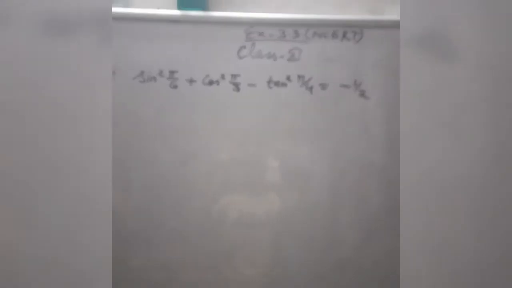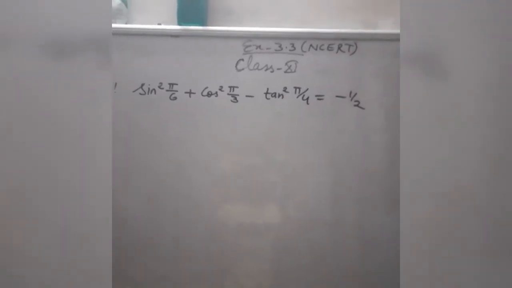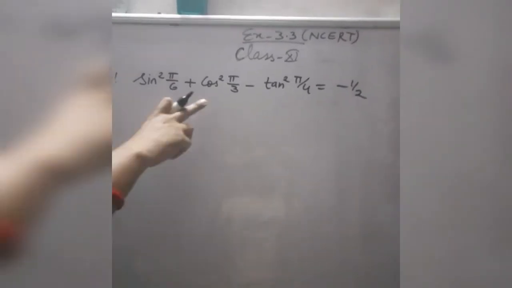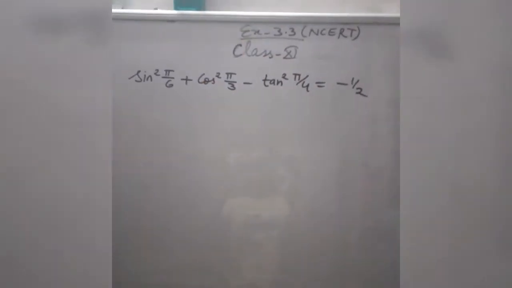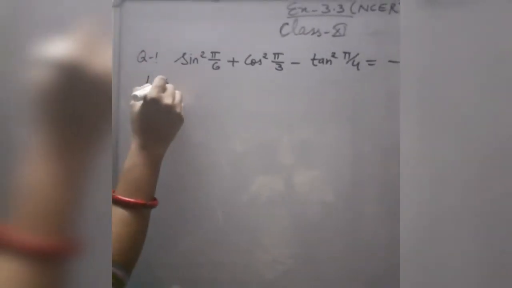Yes students, today we will start exercise 3.3 MCRT book, chapter trigonometry. Let us start from first sum. In first sum you have to prove that sin square pi by 6 plus cos square pi by 3 minus tangent square pi by 4 is equal to minus half. So we will start from left hand side of this sum.